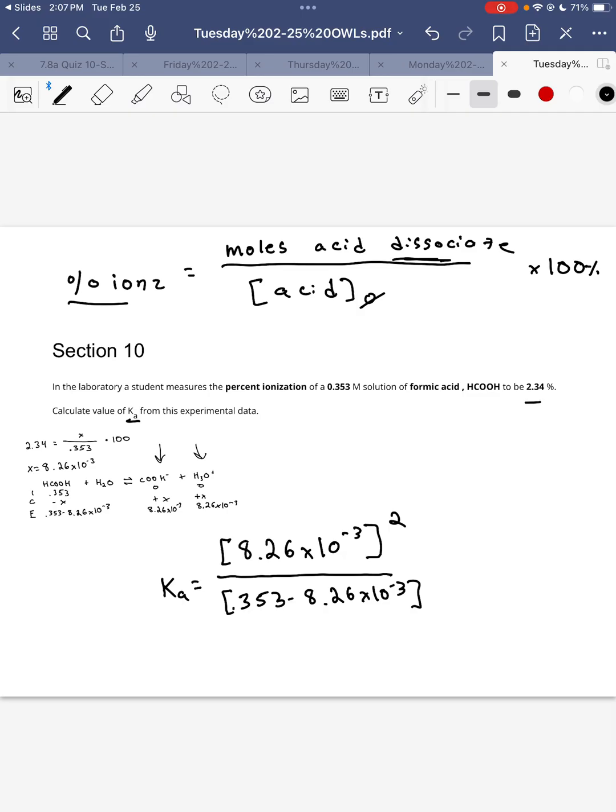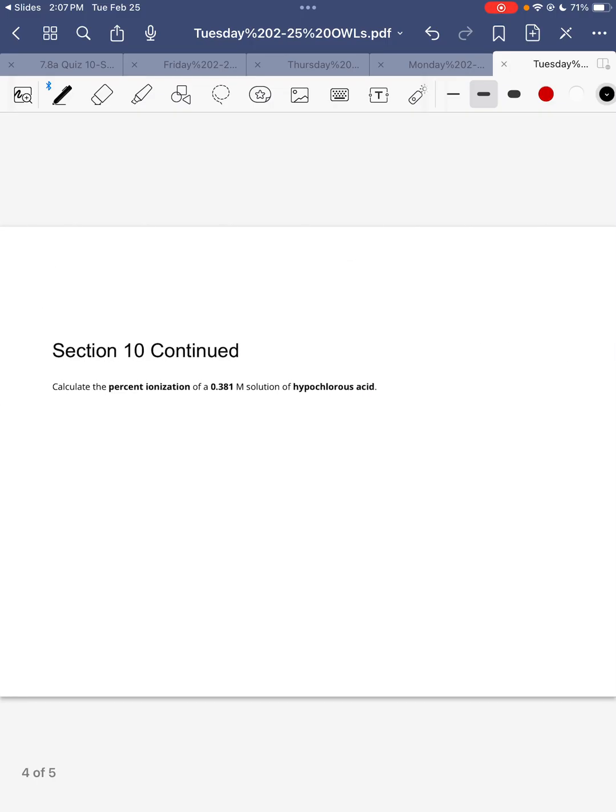And when I plug all that into my calculator, I get a Ka value of 1.98 times 10 to the negative fourth for formic acid. So that's how we could calculate Ka from percent ionization. We'll do another one with those just because we don't do a lot of percent ionization in class. So let's do another one here that's slightly different.